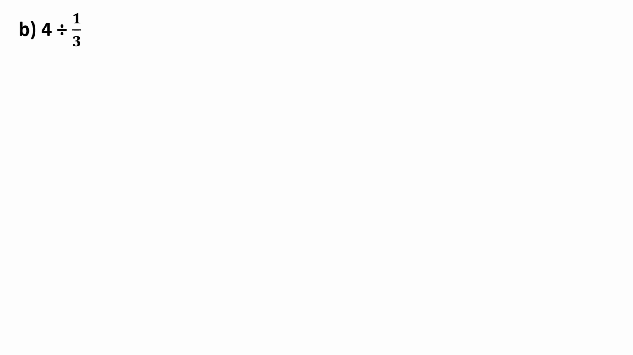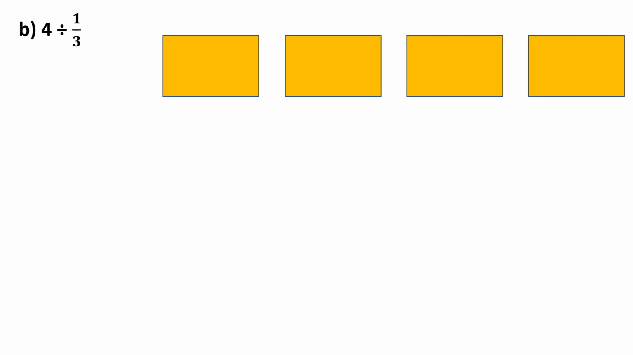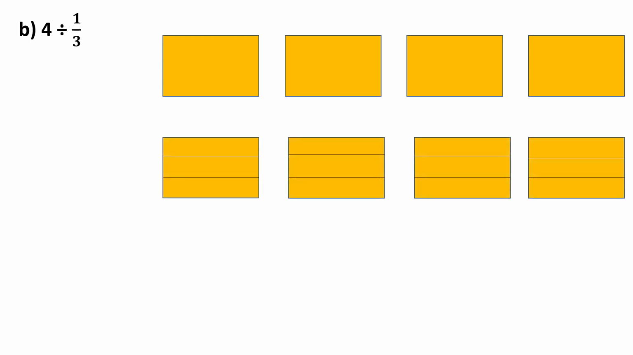Let us see this also. For the whole number we have 4 boxes here, and each of the 4 boxes will be divided into 3 equal parts, as you can see. So the diagram for this question is like this. Now how many total boxes do we have? 1, 2, 3, 4, 5, 6, 7, 8, 9, 10, 11, 12. So we have a total of 12 boxes now. When 4 is multiplied by the reciprocal of 1 by 3, that is 3 by 1, 4 into 3 gives you 12 by 1, and that is equal to 12.